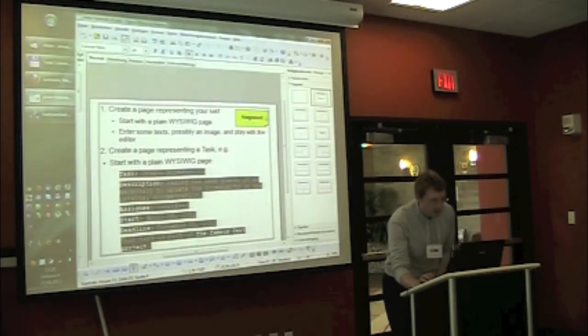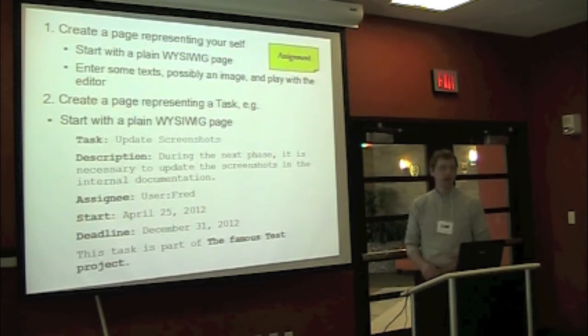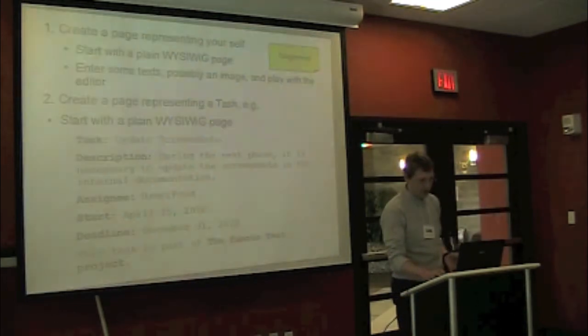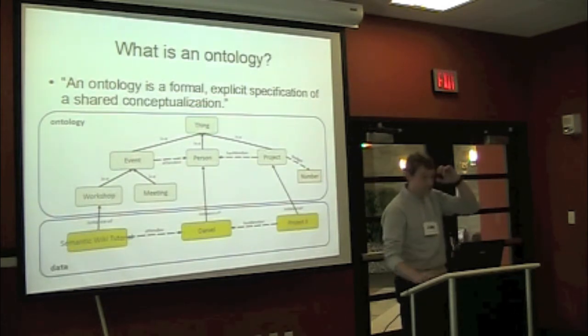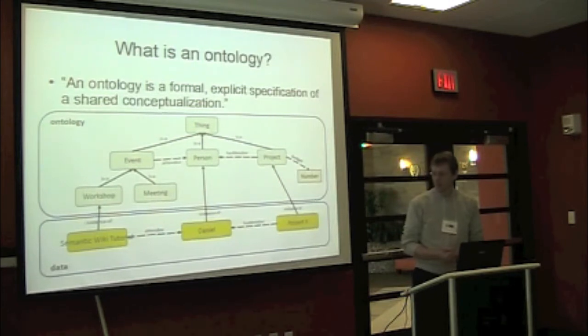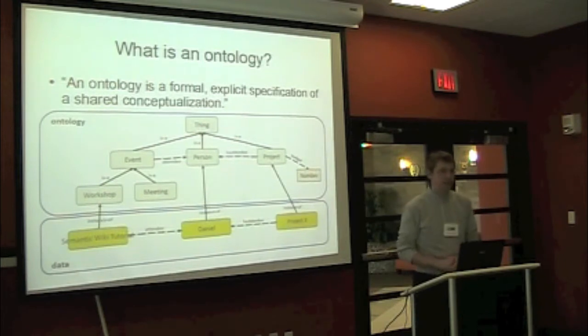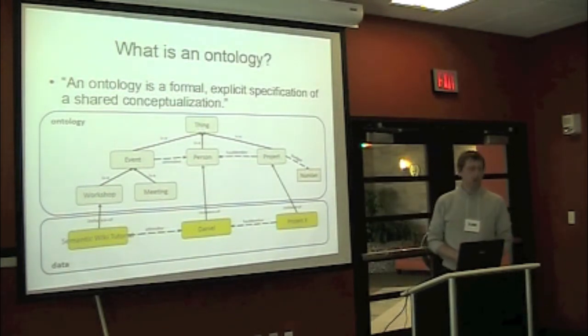Okay, so the assumption is now that you essentially understand what Semantic MediaWiki is about, and you can create wiki pages, you can add annotations, and you've seen how queries are built. So the next thing is to make a little side issue, a theoretical detour, if you want. So what is an ontology?